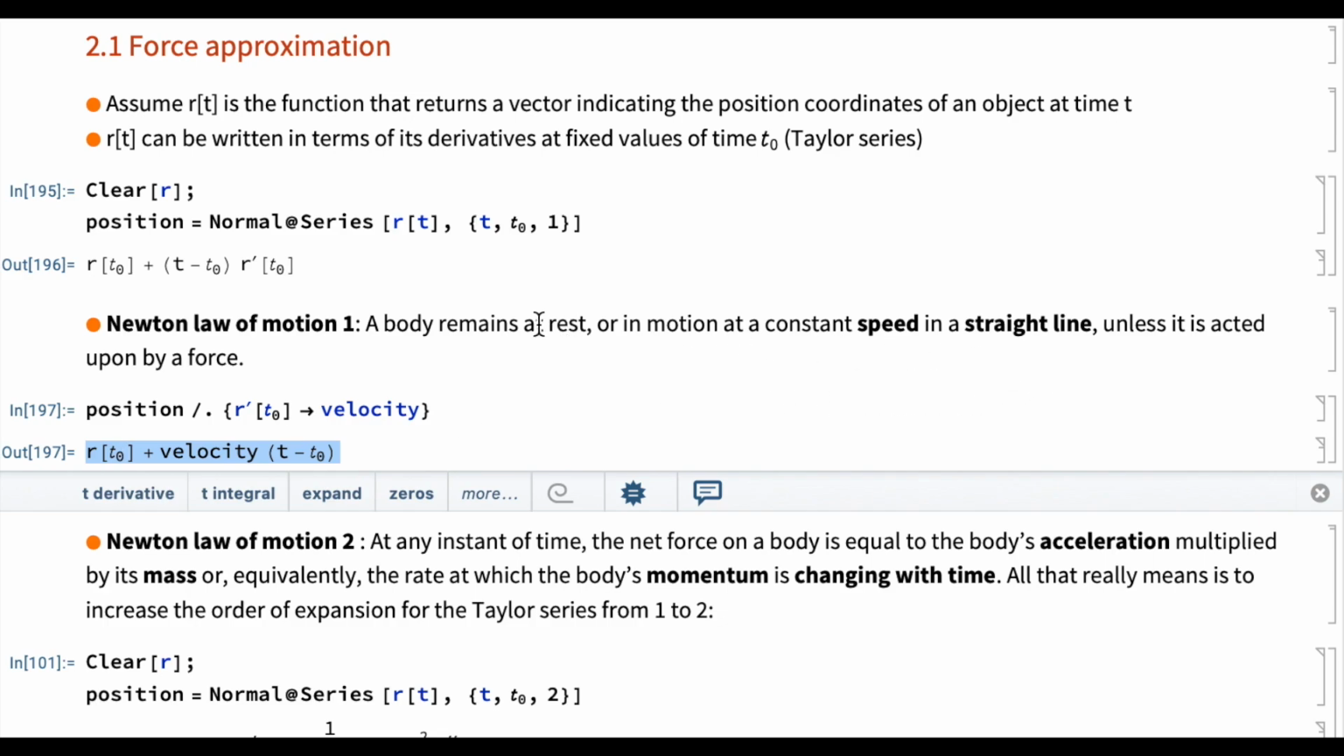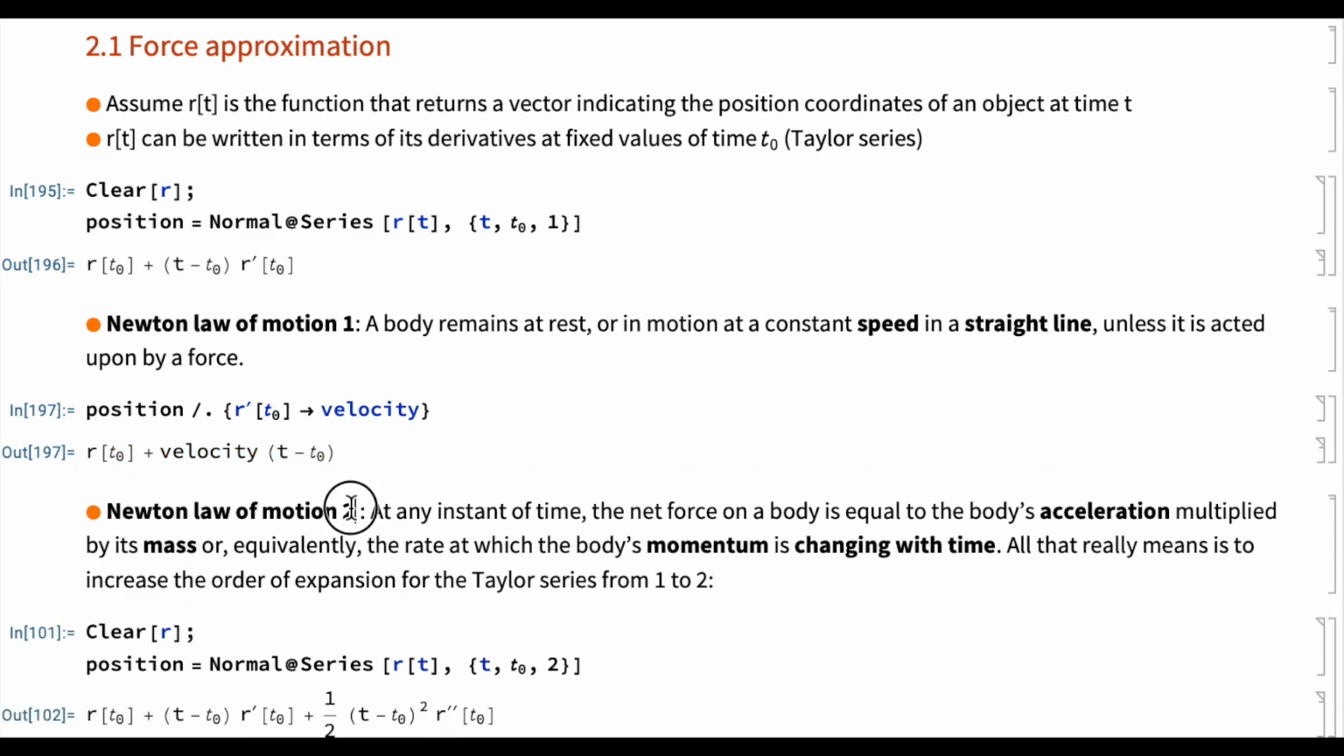So this Newtonian law was inspired by Newton knowing something. I'm not sure if he had Taylor expansions in his century, but he had a good understanding of what this R prime is. He and Leibniz had a good idea about derivatives, at least in one variable. Then we come down here and look at Newton's law of motion 2, that says at any instant of time, the force on a body is equal to the body's acceleration, second derivative in time, multiplied by its mass, or equivalently, and so on.